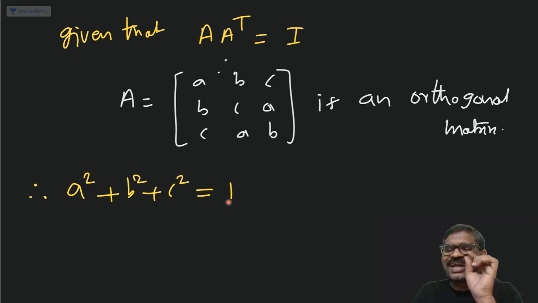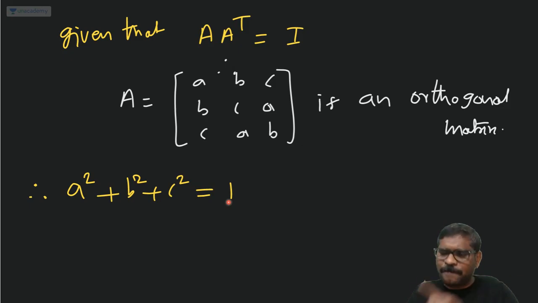What is the correct condition to solve the problem? A into A transpose equal to I. That gives so many results. Length of each vector is 1 because it is orthonormal, matlab length must be 1. That's why square root of A square plus B square equal to 1. Therefore, length of each vector must be 1. That's why A square plus B square plus C square equal to 1.